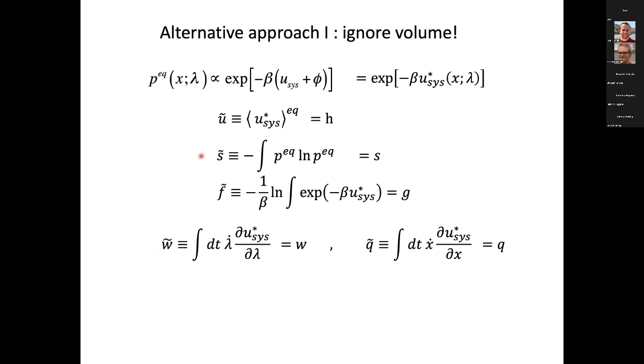So the work in this particular approach, W tilde, is equal to the integral of lambda dot times this renormalized energy or effective energy, a derivative of U star with respect to lambda. And similarly, heat in this alternative approach is the integral of x dot dU star dx. And it turns out that these two definitions are exactly the same as the definitions previously. Sorry, that's not right. The heat is different. This should be an inequality. The work, however, is exactly the same as before.